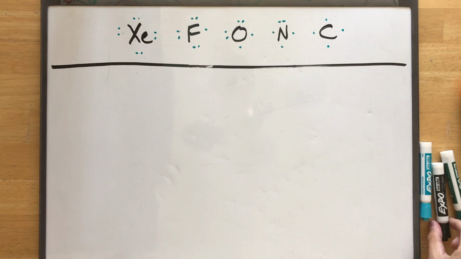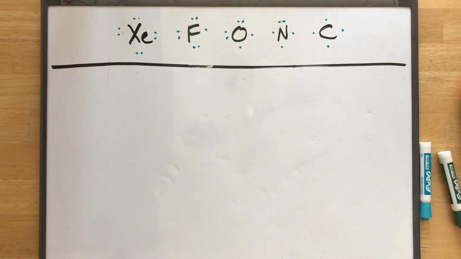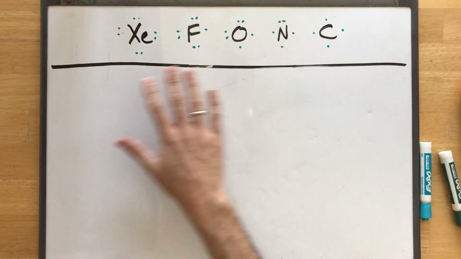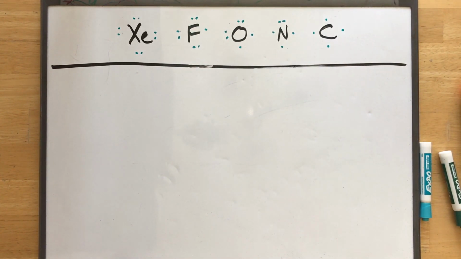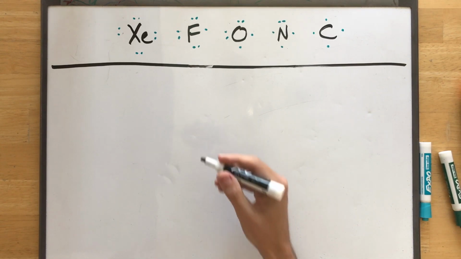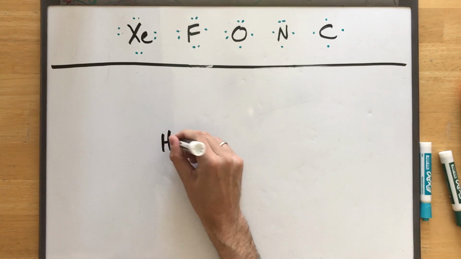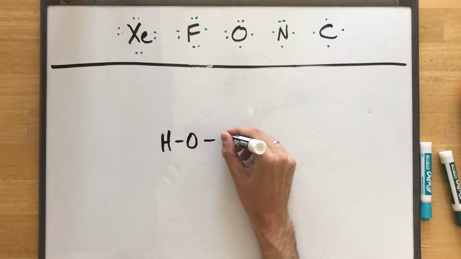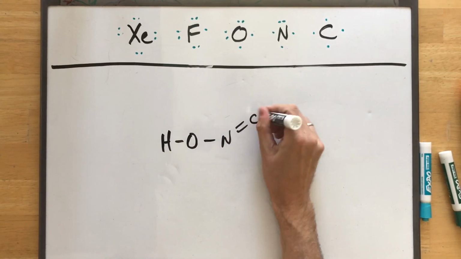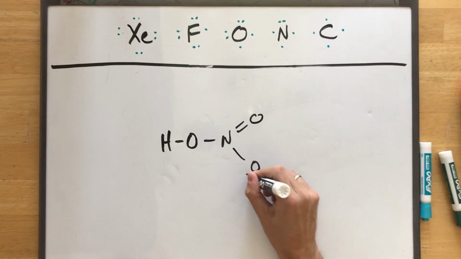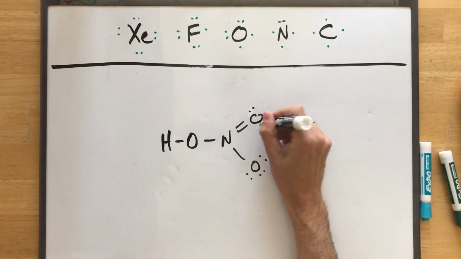Hey, what's going on, everybody? In this video I'm going to give you some examples and walk you through how to figure out the formal charges. Remember, last time we talked about how we pull these off the periodic table, look at the electrons, and figure out the number of bonds, and when we change the number of bonds, that's when we get different charges. So let's start with HONO, and let me fill everything in here.